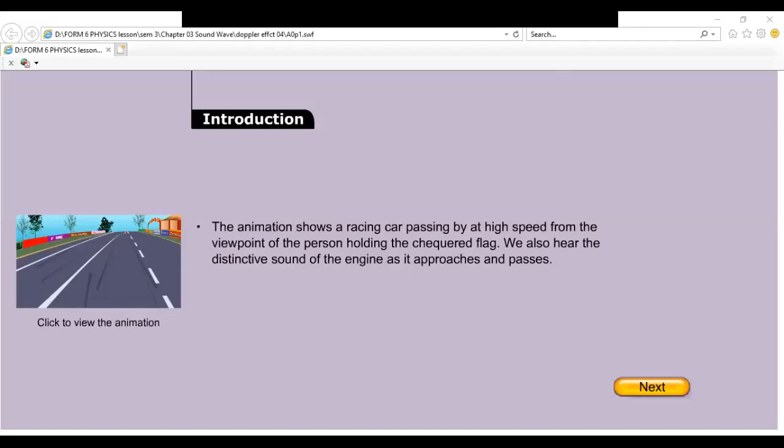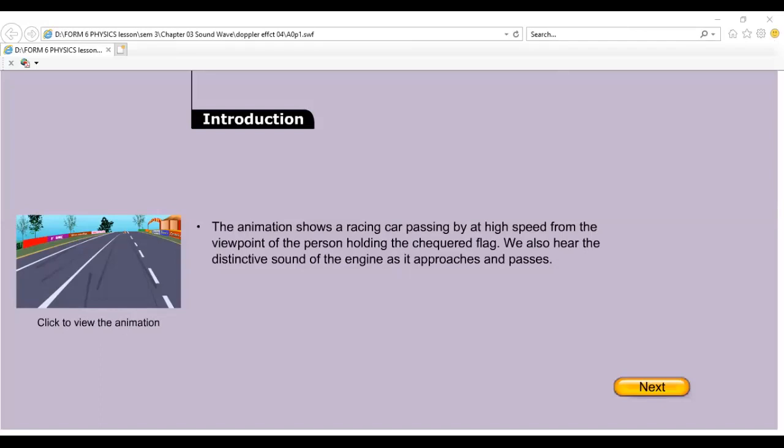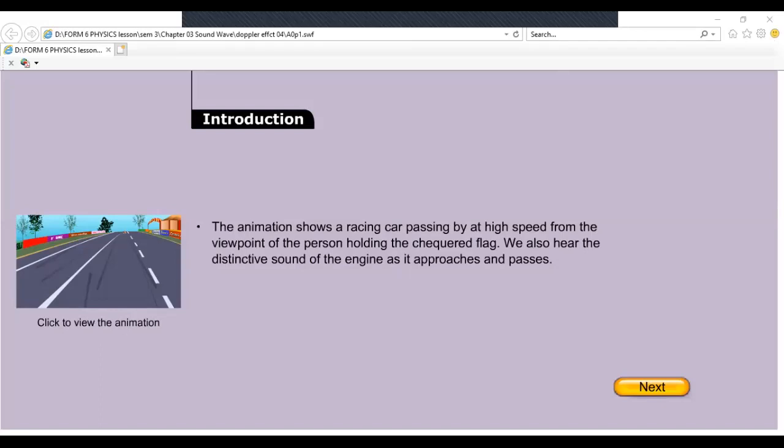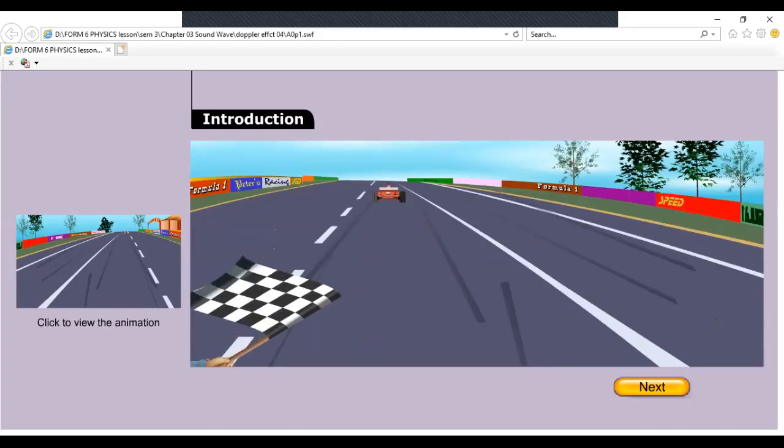Introduction. The animation shows a racing car passing by at high speed from the viewpoint of the person holding the checkered flag. We also hear the distant sound of the engine as it approaches and passes. So now let's hear the sound produced by the F1 car when it approaches the observer and moves away from the observer. Again.